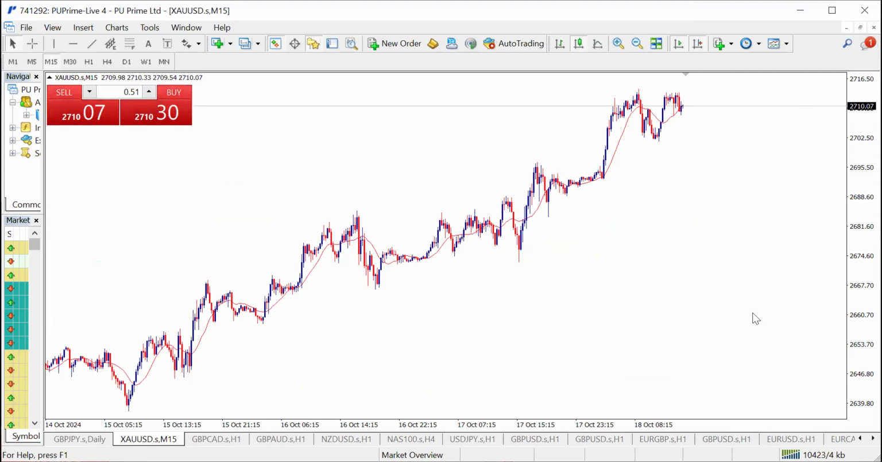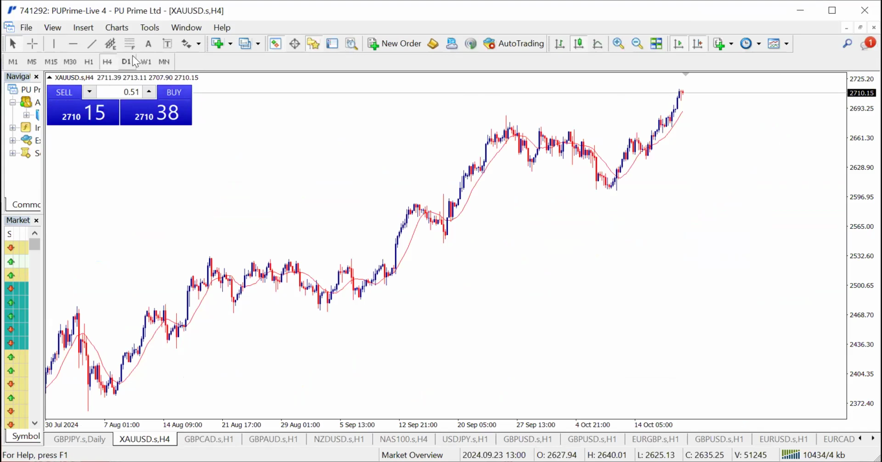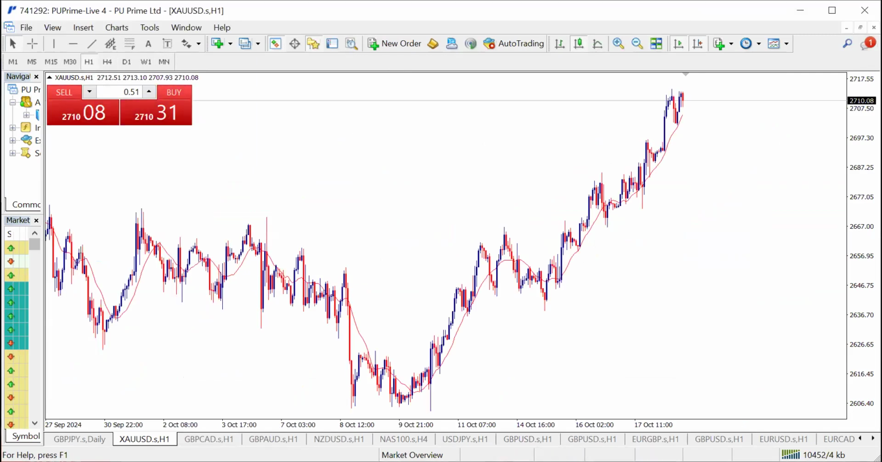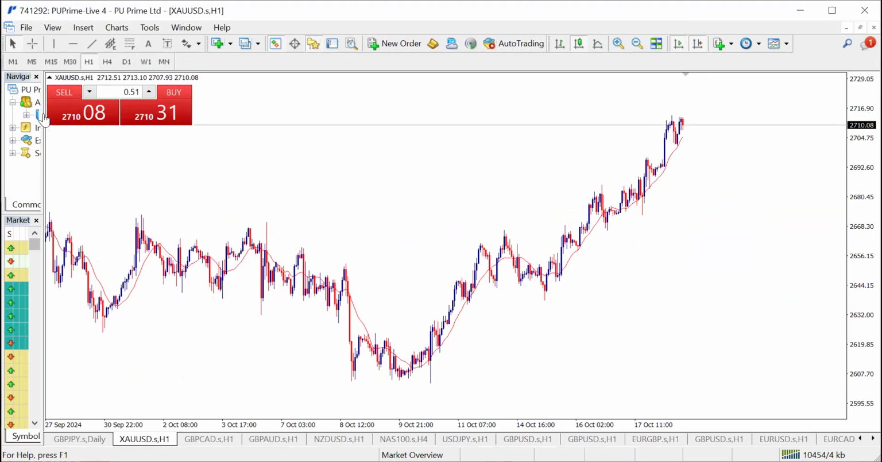On gold, I can spot a bearish momentum coming into gold from right here. Though on the 4 hour, we're strongly bullish on gold, creating higher highs, higher lows, and this is a higher high right here, showing us how bullish gold is. But moving down to the 1 hour time frame, I can see that the 1 hour has printed a double top pattern right here.